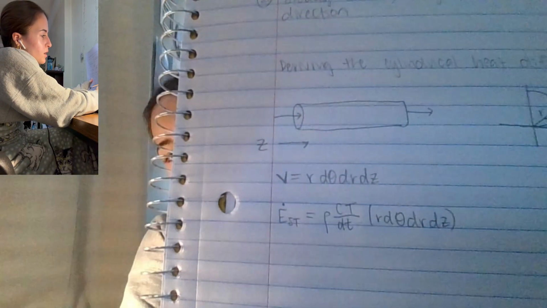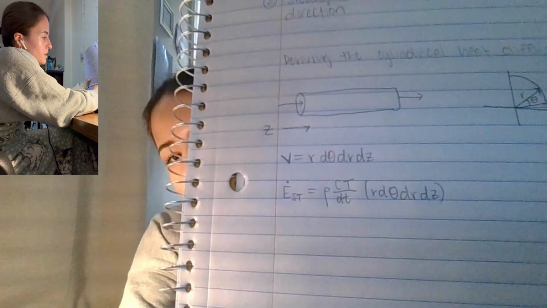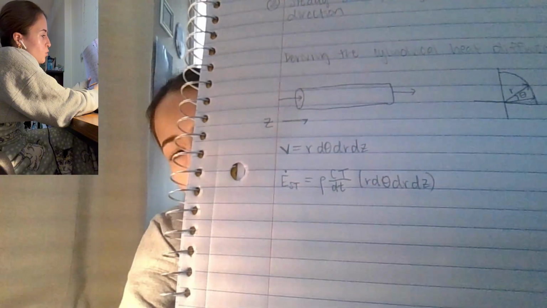And then we also have to multiply this by our change in volume. So that will be the r dθ dr dz. So that's what we have for our volume. So this is what our energy storage rate is equivalent to. And this is nothing new. This is what we know from the last example, but we're doing it in different coordinates this time, cylindrical coordinates.